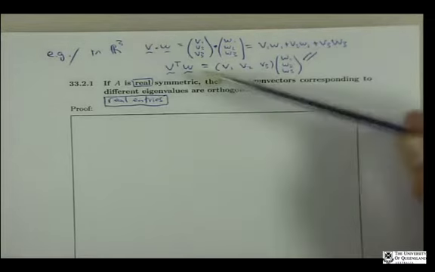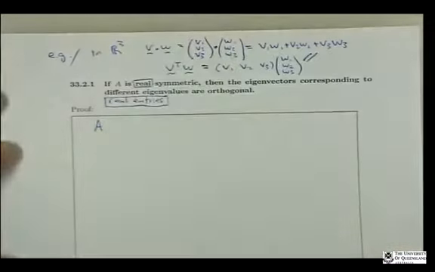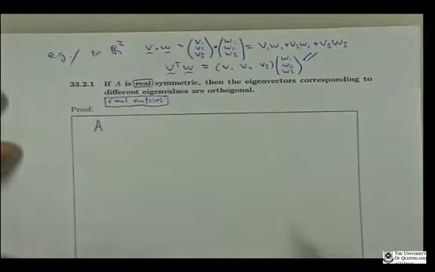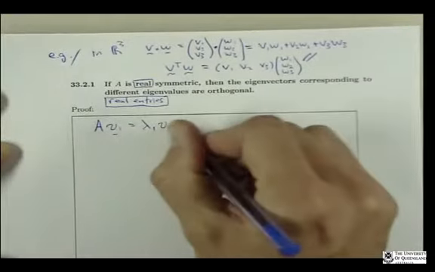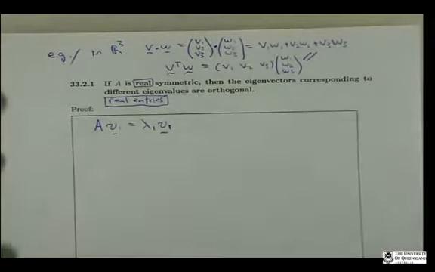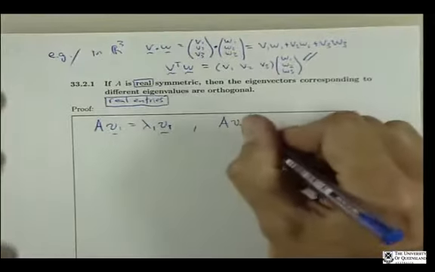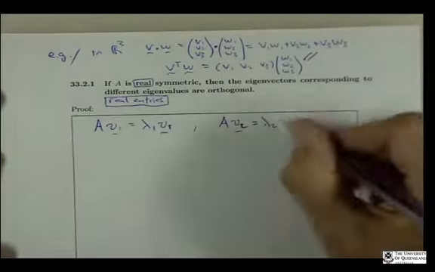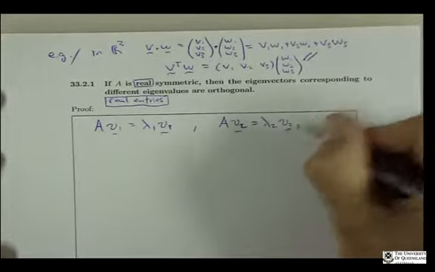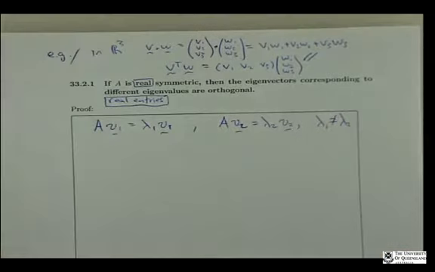So I'll use this notation in the calculation, and what we'll consider is the case where we've got a real symmetric matrix and we've got two eigenvectors, v1 and v2, corresponding to distinct eigenvalues, where lambda 1 is not equal to lambda 2.